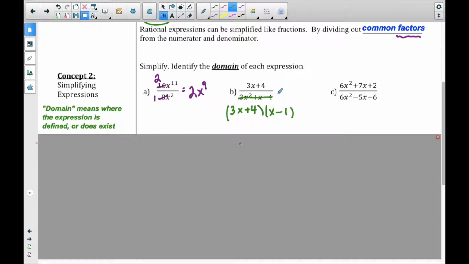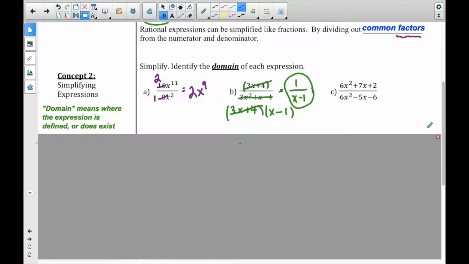If you want to do it by AC, that's fine, but I do it this way, and I think this is faster. Now I have a factor in the numerator that can cancel out with the factor in the denominator, and I'm left with 1 over x minus 1.